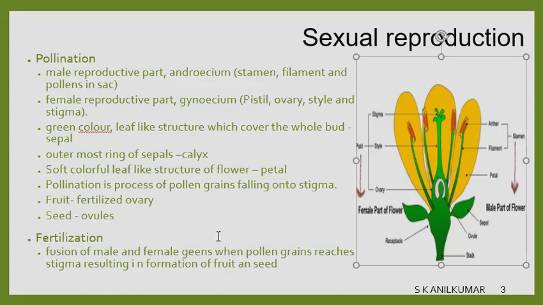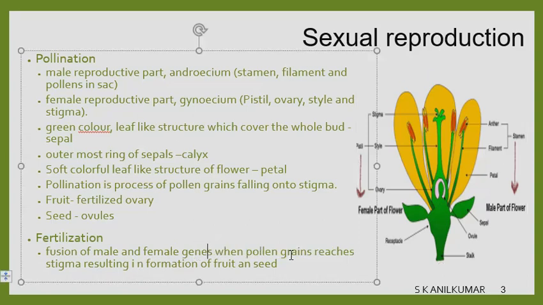What is fertilization? Fusion of the male and the female genes. When the pollen grains reach the stigma, resulting in formation of a fruit and seed, it is called fertilization. Pollination is the process of the pollen grains from the anther falling onto the stigma. Fertilization is the process of fusion of the male and female genes, resulting in formation of fruit and seed. Pollination plus fertilization together helps us to get fruit and seed from the flowers.